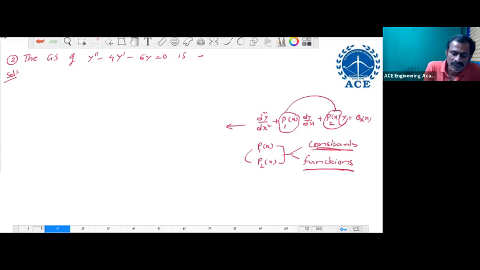That's it. In the given differential equation, our coefficients are, in place of P1 of x, minus 4, and in place of P2 of x, minus 6, constants. Both P1, P2 are constants. Therefore, the differential equation is a linear differential equation with constant coefficients only.